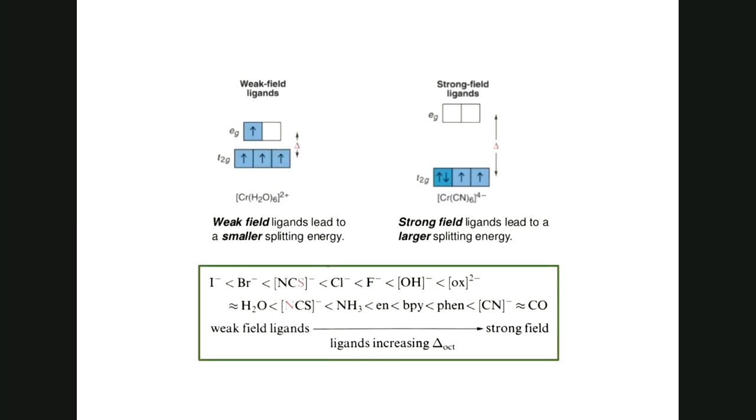Okay, so to reiterate, here I have chromium with 6 water molecules around it, a small split, right? If I have chromium with cyanide around it, it's going to cause a big split. And that's because water is a weak field ligand, whereas cyanide is a strong field ligand. And when they're bound to the metal center, they're going to change how big the splitting energy is. All right.